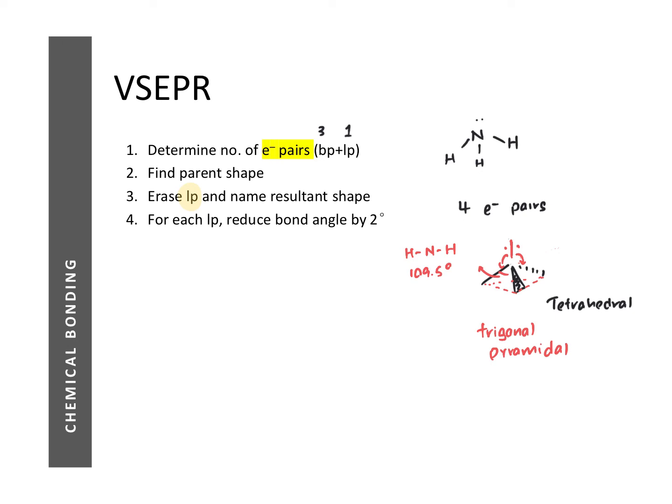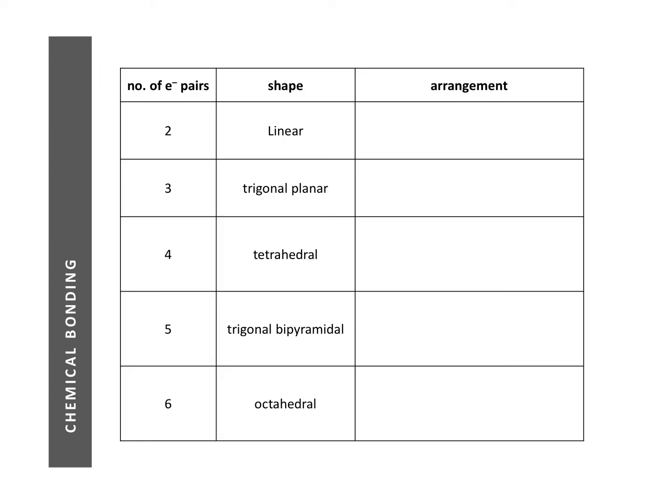However, because there's one lone pair, the lone pair is going to exert a greater repulsion on the bond pairs, causing the bond pairs to come closer together. So in ammonia, the angle between H-N-H is likely to be around 107 degrees. Now what I'll do is go through all the different shapes that we can get for all the different combinations of bond pairs and lone pairs, starting from the parent shape.